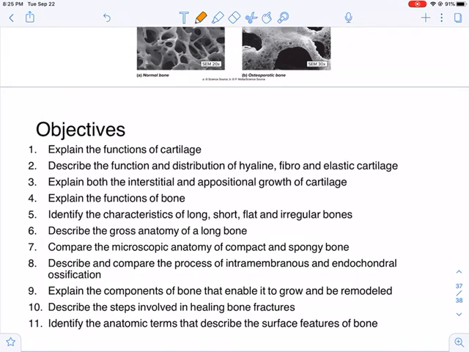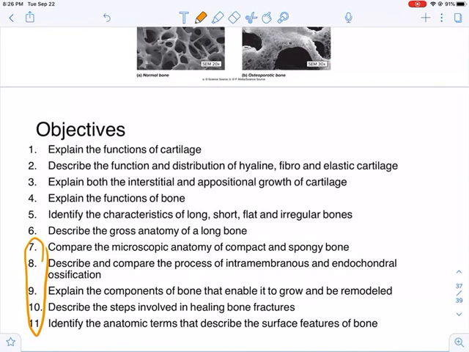We always try to end by looking at our objectives and going back through. So the second part really focused on objectives 7 through 11. Looking at the microscopic anatomy of compact bone, that's really where we did our drawing. And then looking at spongy bone. Spongy bone just has trabeculae. There's really no osteons or anything else special about it. Number 8 was describe and compare intramembranous and endochondral ossification. One happens in a membrane, one happens in cartilage.